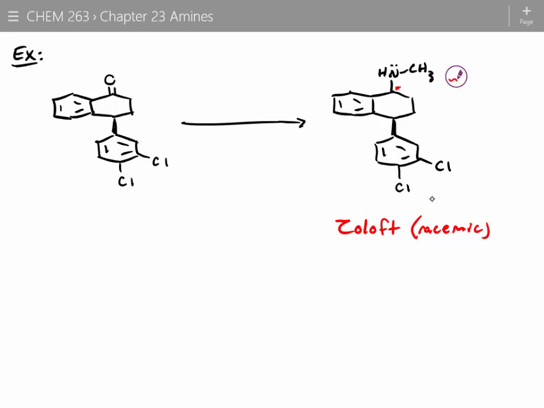Methylamine, CH3NH2. And then H plus. And then we need acid in order to form our aminium ion. And then how are we going to reduce it without reducing our ketone first? Sodium cyanoborohydride. I know we should write it NaCNBH3. That would make more sense in terms of naming it, but this is how it's written in the book, so I'm going to stick with that too.